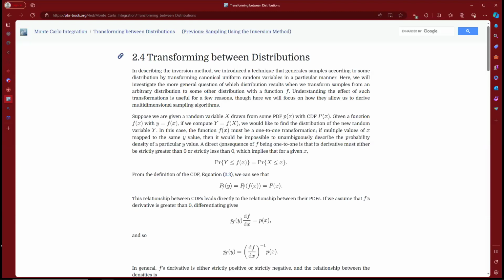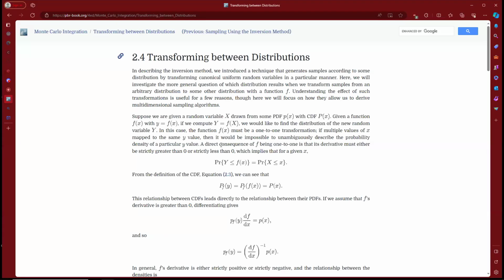Cool. So we're continuing on from the inversion method stuff last time we looked. So looking at transforming between distributions. In describing the inversion method, we introduced a technique that generates samples according to some distribution by transforming the canonical uniform random variable in a particular manner. So it's remapping that uniform variable to other distributions.